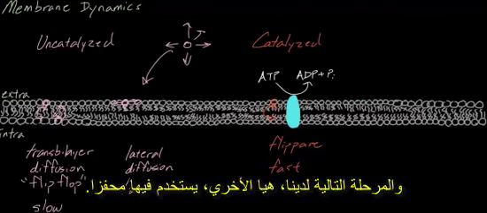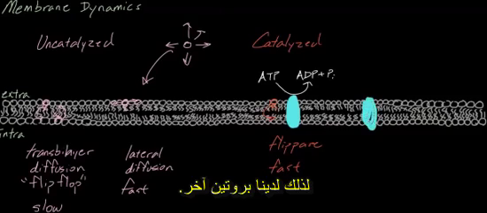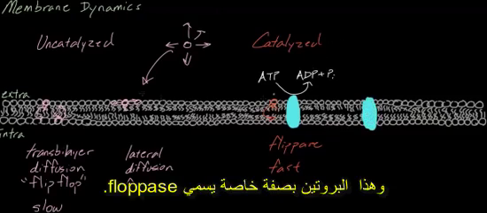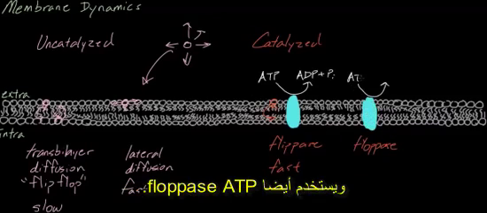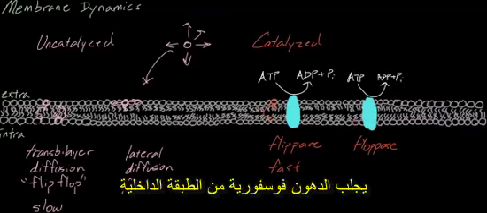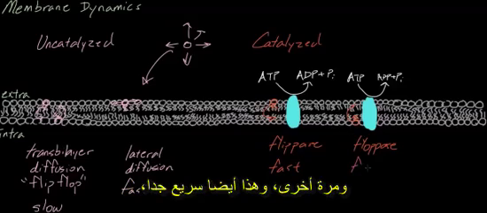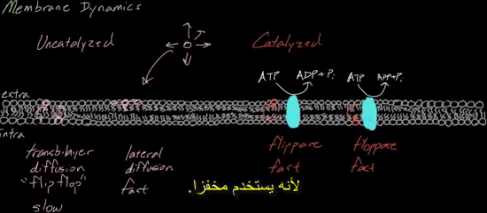And the next one we have, again, also uses a catalyst. So we have another protein. And this particular protein is called flopase. And flopase also uses ATP. Now, what flopase does is it actually brings a phospholipid on the inner leaflet to the outer leaflet. So it does the opposite of what flipase does. And again, this is also pretty fast because it uses a catalyst.